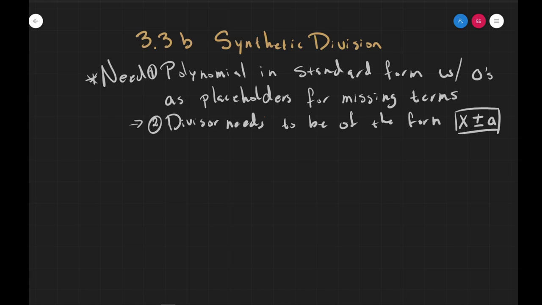Okay, so for example, a problem that we could use this for would be something like this: 4x squared minus 12x plus 9 divided by the quantity x plus 1/2. Okay, so this meets both of those criteria. We have our standard form, and we don't have any missing terms. We don't have any missing exponents, so we don't need any zeros. And we have our divisor. The thing we're dividing by is x plus or minus some number.